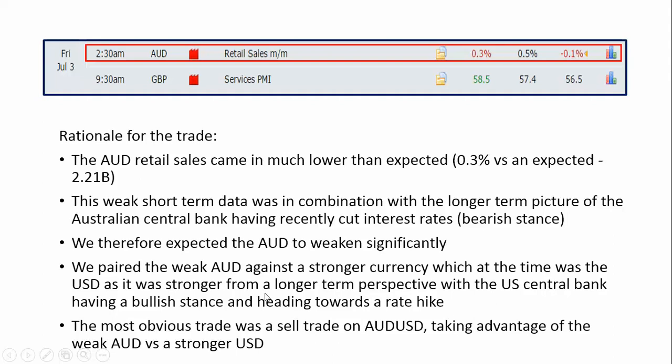So what we did is we paired that weak Australian dollar against a stronger currency pair, which at the time was again the US dollar, because the bigger, longer term perspective was that the US Central Bank was having a bullish stance and heading towards a rate hike, which is positive for the dollar. So most certainly the Australian dollar was weaker than the US dollar. So we put the two together. We got our currency pair, which was Aussie dollar, enabling us to take full advantage of the weak Aussie versus a stronger US dollar. So again, let's have a look at the chart.